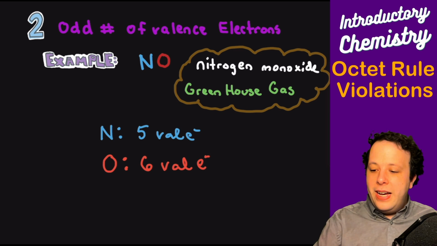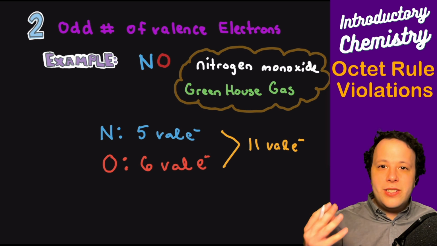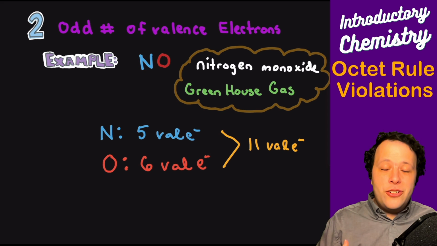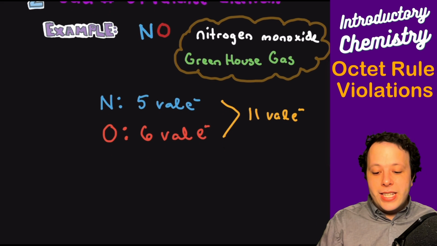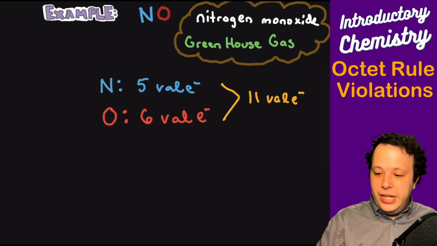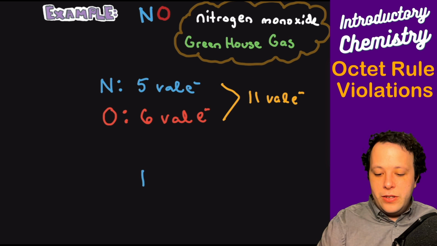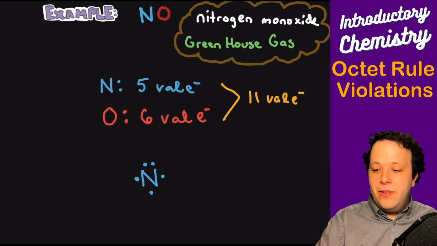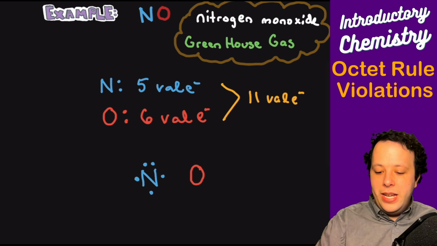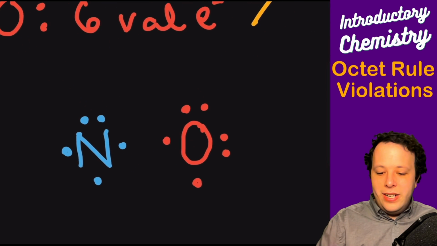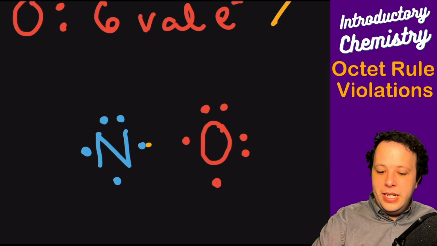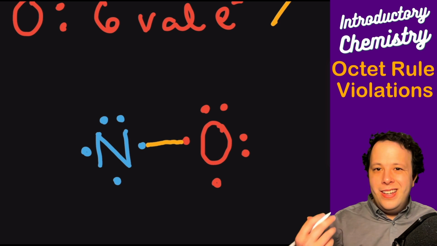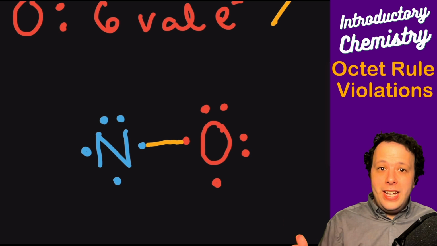So when we add these two together, we have a total of 11 valence electrons because we want to show what the structure is for nitrogen monoxide, which is a greenhouse gas. It's one of the most reactive greenhouse gases. So what we're going to do here is draw each of those dots around each of the respective atoms. We have 5 around nitrogen, and then we have 6 around oxygen. Okay, so when I do that, we're first going to connect with just a single bond, and we notice neither of them are currently happy.